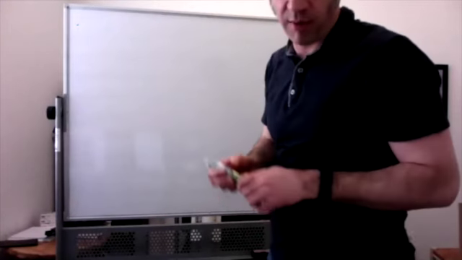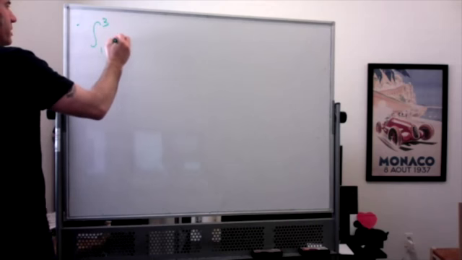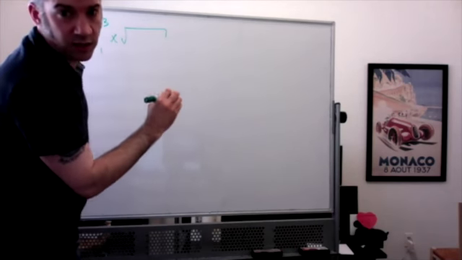So let's see, problem 4: find the integral from 1 to 3 of x times the square root of x squared minus 1.